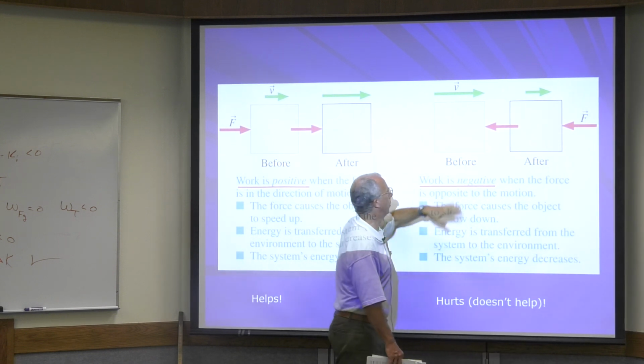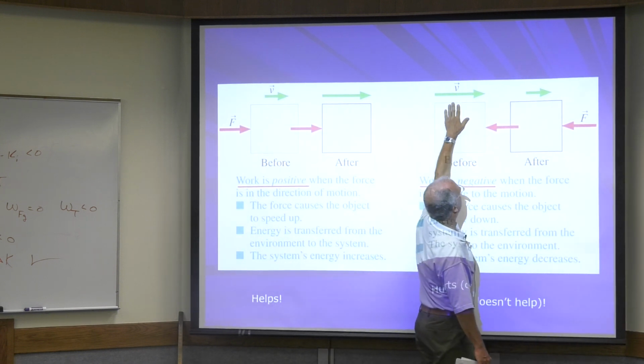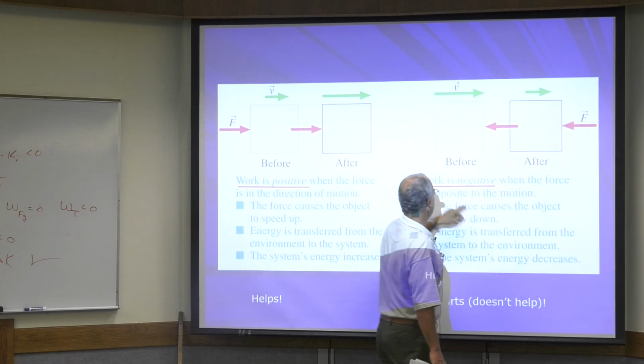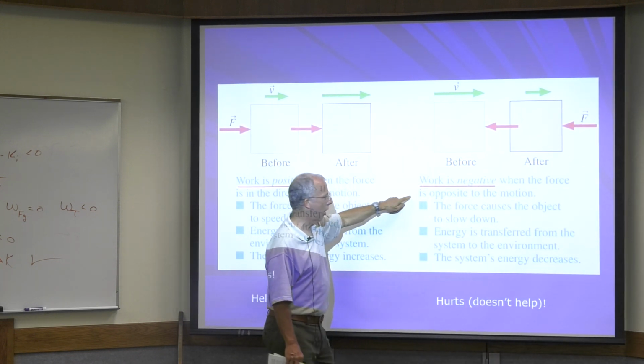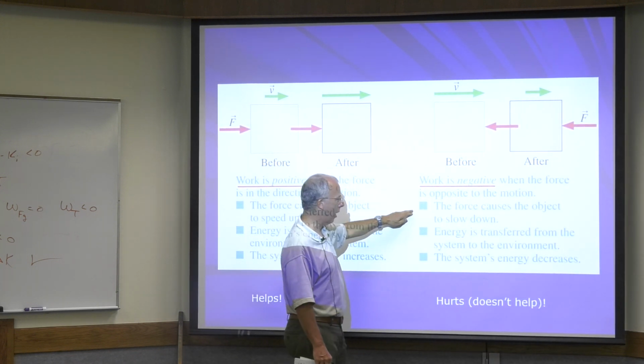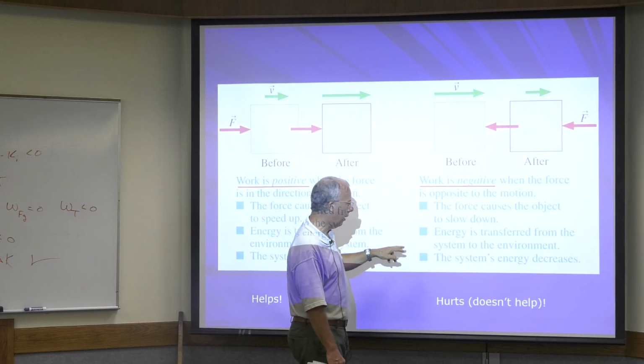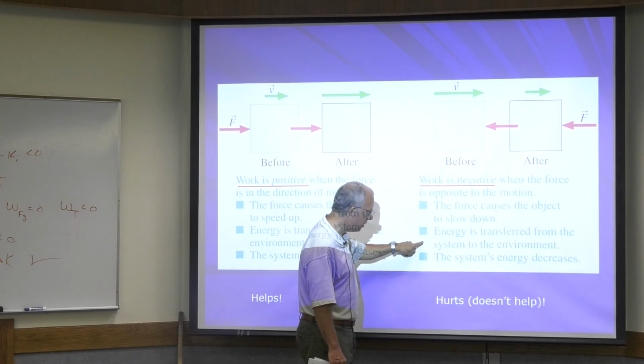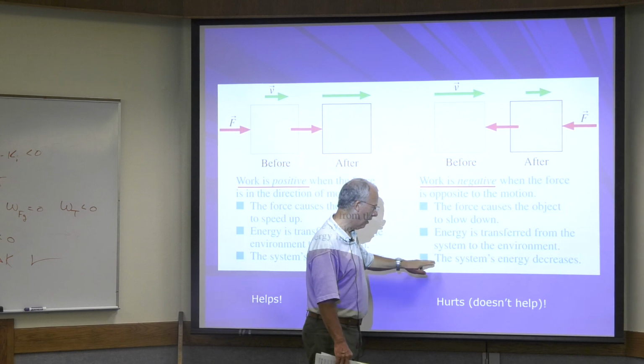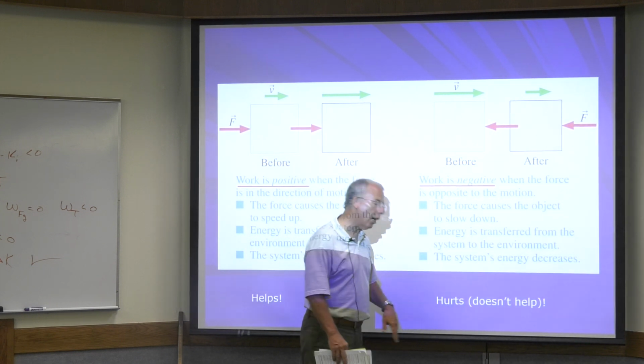Okay, so before and after. Velocity is fast, then it slows down. Work is negative when the force is opposite to the motion. The force causes the object to slow down. Energy is transferred from the system to the environment. The system's energy decreases, so I just say it hurts.